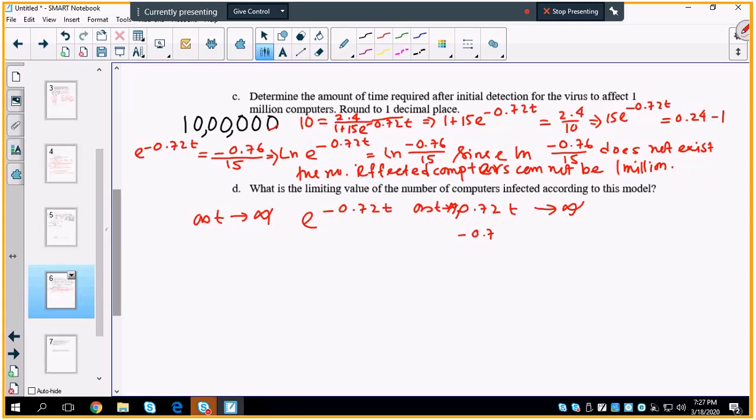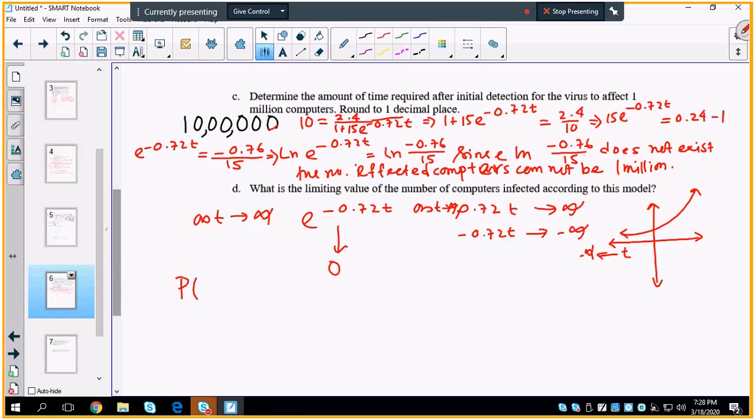So minus 0.72t goes to negative infinity. Think about the exponential function. This is the graph. As t goes to negative infinity, since negative 0.72t goes to negative infinity, e to the power negative 0.72t will go to the height 0. It is approaching the height 0, and hence this portion over here is approaching 0.